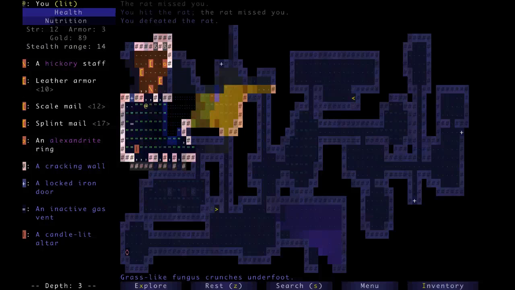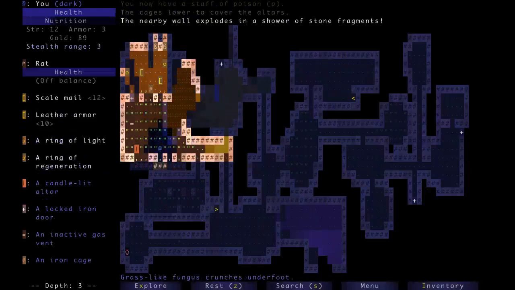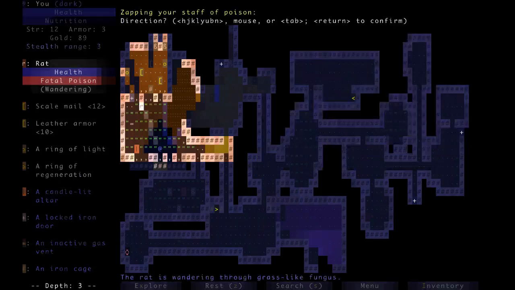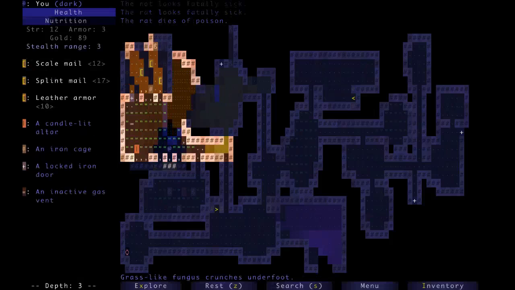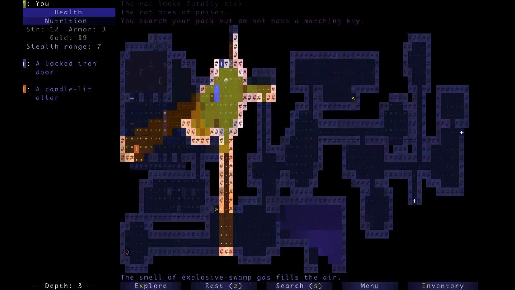Okay, so there I have a hickory staff and an alexandrite ring. We don't know anything about them. I walk in there. It tells me it's a staff of poison. It doesn't tell me how good the staff of poison is, though. Also, a ring of regeneration and a ring of light. I've already got a ring of transference. I'll just take the staff of poison. Let's see. Hopefully I can find another nasty to hit.